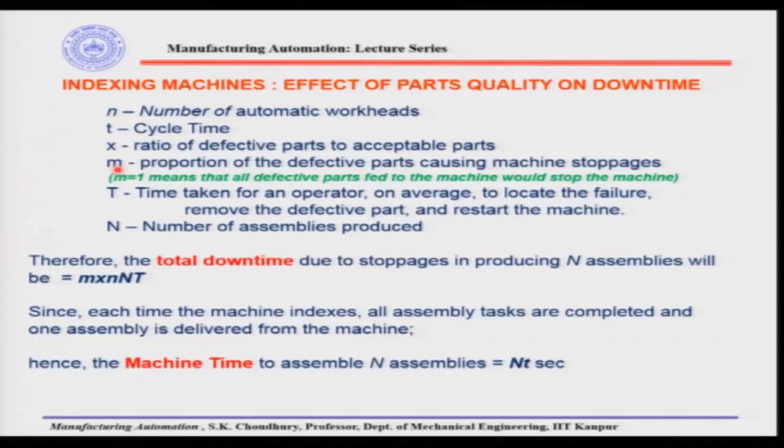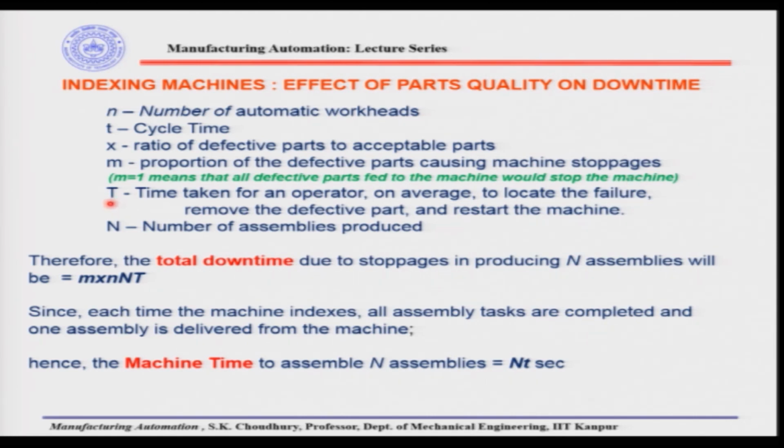M, small m, is the proportion of the defective parts causing machine stoppages, meaning that if m is equal to 1, for example, then all the defective parts fed to the machine would stop the machine. If m is less than 1, in that case not all defective parts will stop the machine, but they will make an unacceptable assembly, because the part is faulty. It will not stop the machine, but it will make an unacceptable assembly. Okay? Let us keep that in mind.